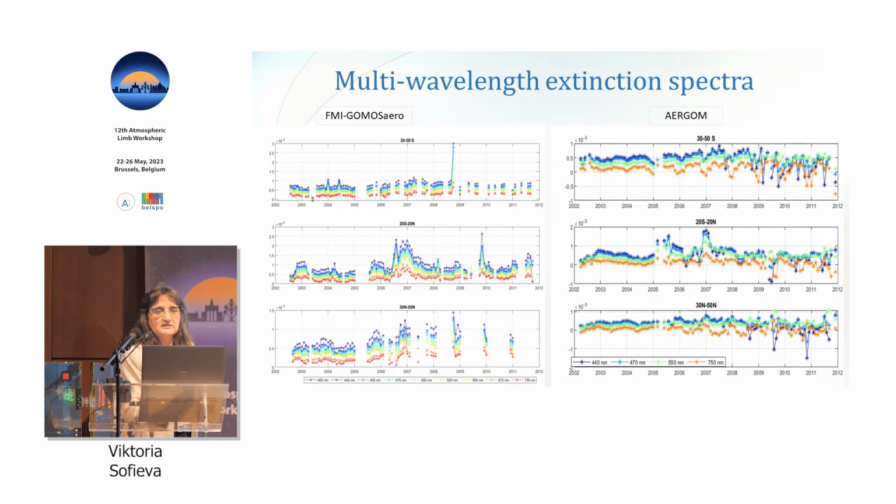If we compare with a similar figure based on ARGOM, ARGOM shows similar behavior in the beginning of the GOMOS mission, but after 2009, the spectral dependence can be not realistic, and here we even observe the presence of negative values at 750 nanometers or at shorter wavelengths.